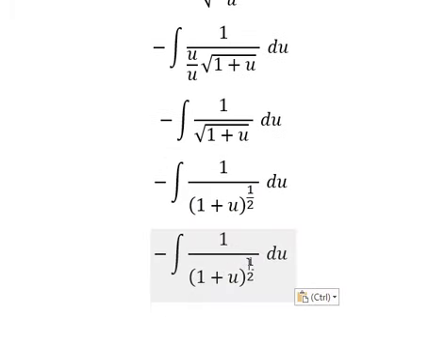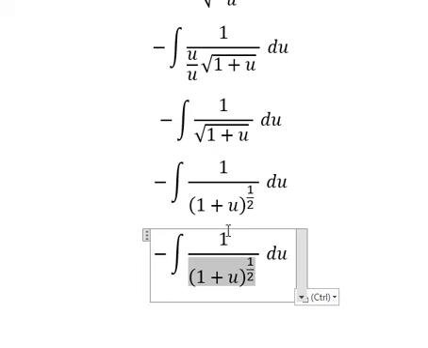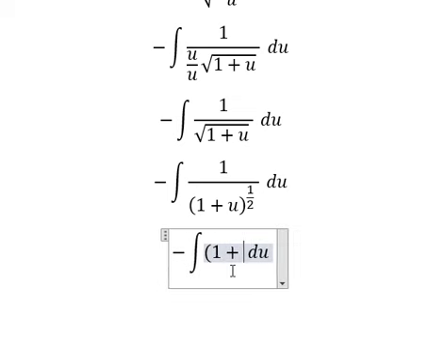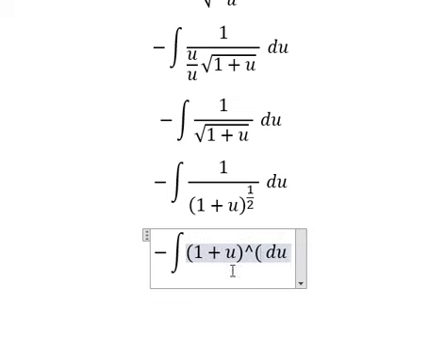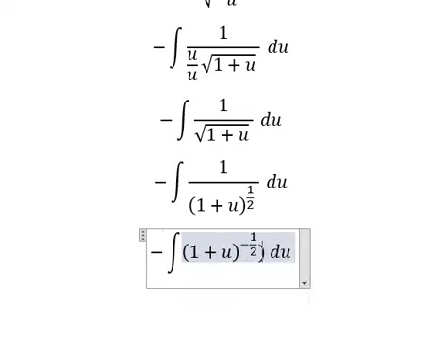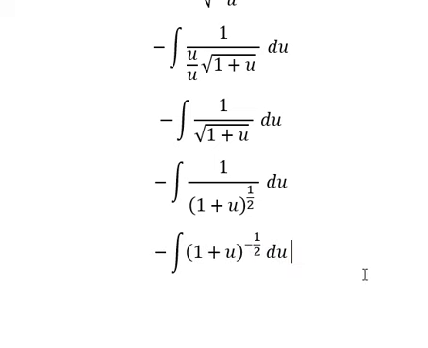So because we need to put this one to the numerator, we need to put the negative on the power. So we have like this. And now we have the final answer.